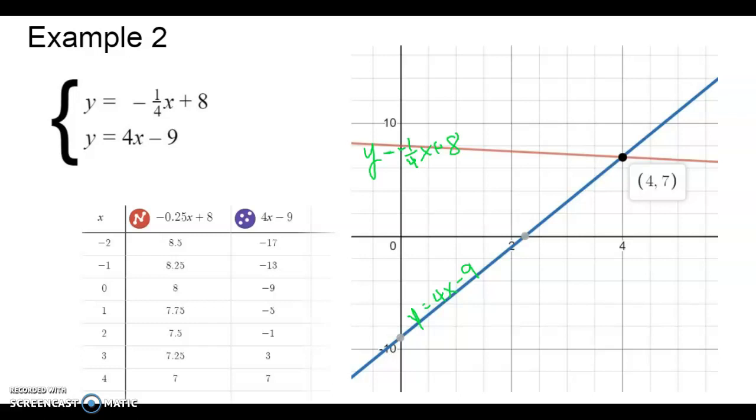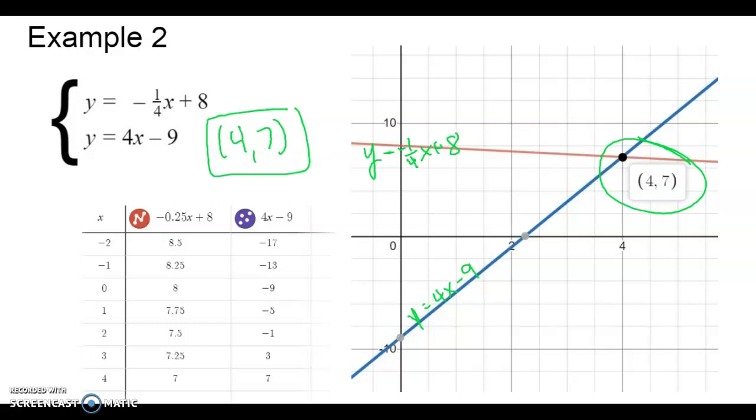And I can see that my solution, or the ordered pair that makes both equations true, happens at this point of intersection. So my solution would be 4, 7. Again, I could plug in 4 for each of my x values in these two equations, and I would get 7 as my output because 4, 7 makes both of these equations true. I can also look for this solution in my table.